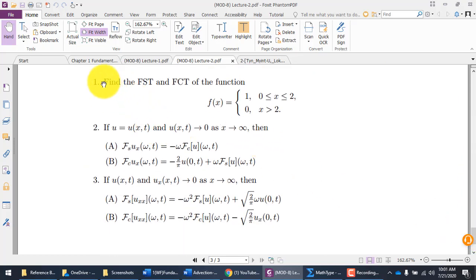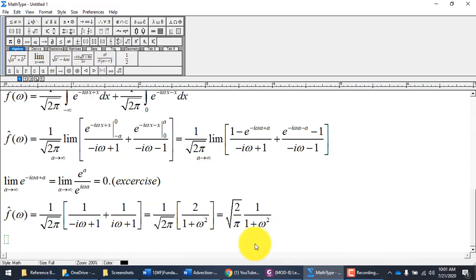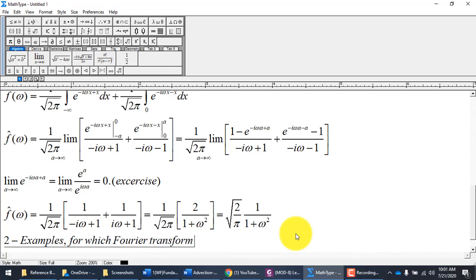There is only one question, but again the golden question is that you should give me two examples, examples of any two functions for which Fourier transform does not exist.